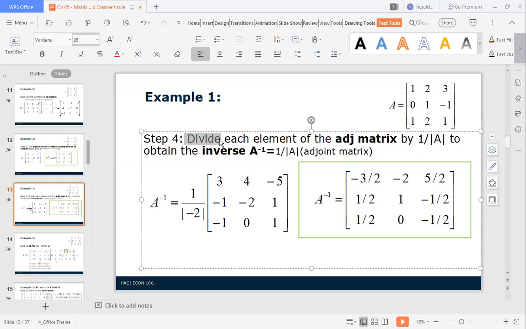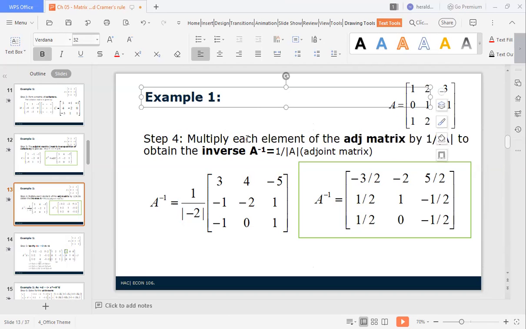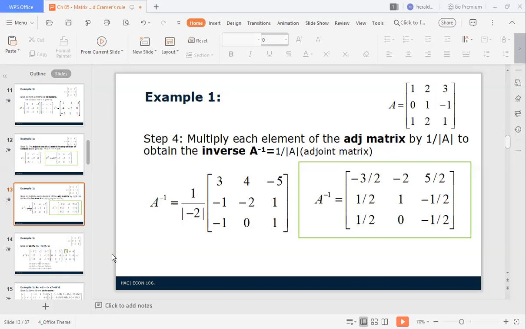I'll correct myself. Right, good. So multiply each element of the adjoint matrix by 1 over the determinant of A to obtain the inverse. So that would be 1 over negative 2. Again, for step 4, we multiply 1 over the determinant to every element of the adjoint matrix. In this case, we will be treating 1 over negative 2 here as a scalar.